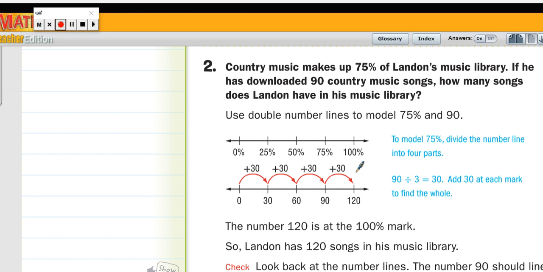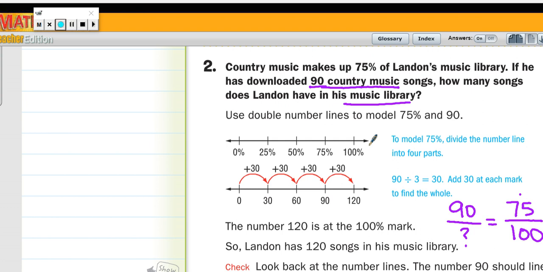So I'm going to set up my percent proportion. 75 is my percentage out of 100. I can always start there. 90 is the country songs, but we want to know how much he has total in his music library. So because the music library is the total, that would go here on the bottom. That's what we don't know. And 90 would go here.